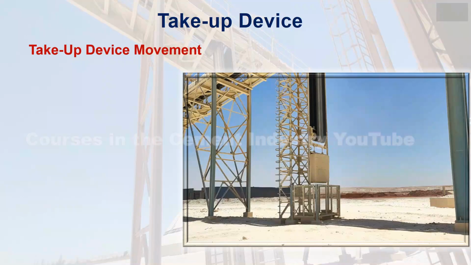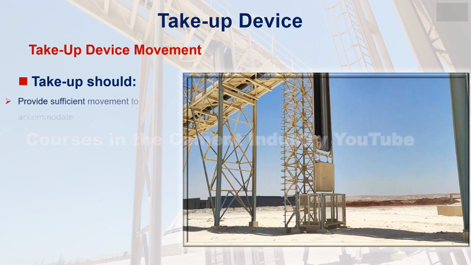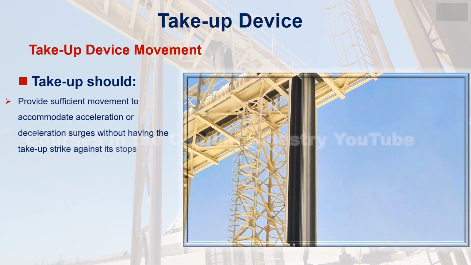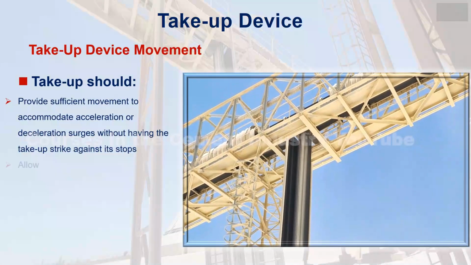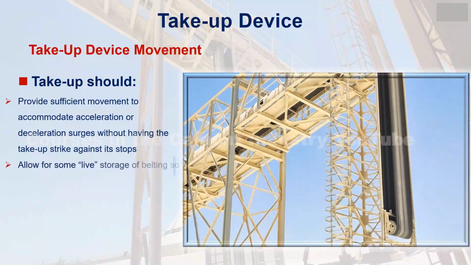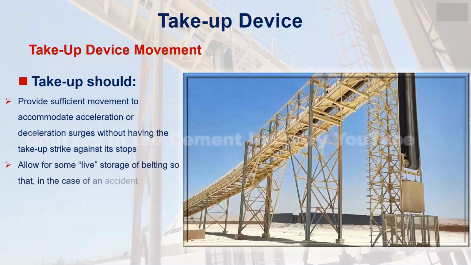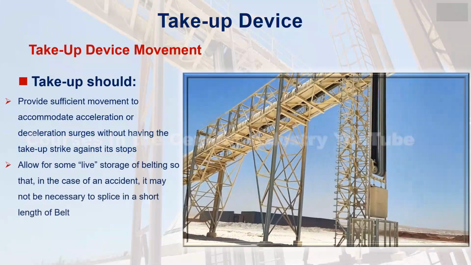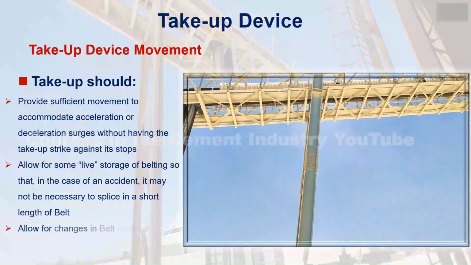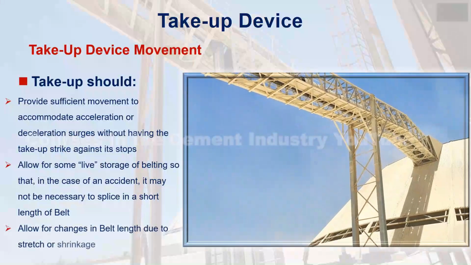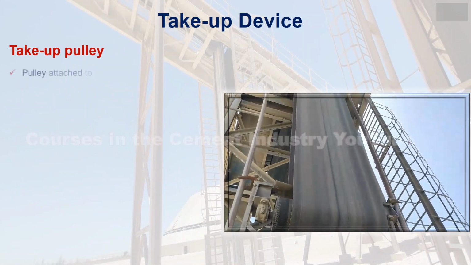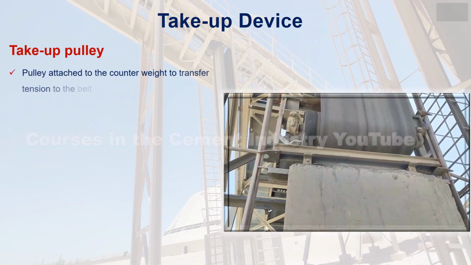Take-up device movement. Take-up should 1. Provide sufficient movement to accommodate acceleration or deceleration surges without having the take-up strike against its stops. 2. Allow for some live storage of belting so that, in the case of an accident, it may not be necessary to splice in a short length of belt. 3. Allow for changes in belt length, due to stretch or shrinkage. Take-up pulley. Pulley attached to the counterweight, to transfer tension to the belt.